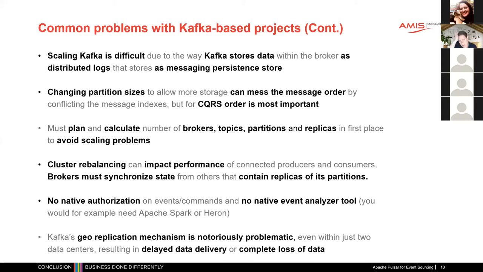Then with Kafka, if you want to do geolocation, it's also problematic. If you just have two data centers, maybe because of the latency between them, you have the same problem about when it's delivered, and maybe you can get a complete loss of data because the order is messed up.